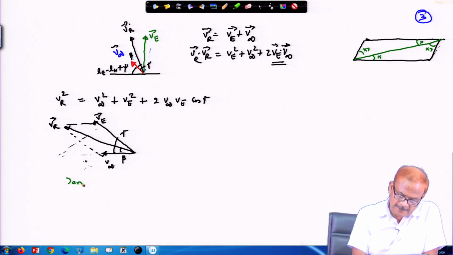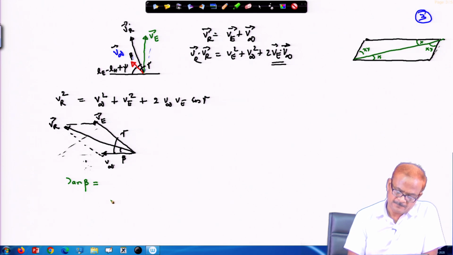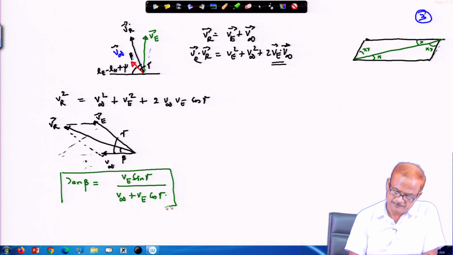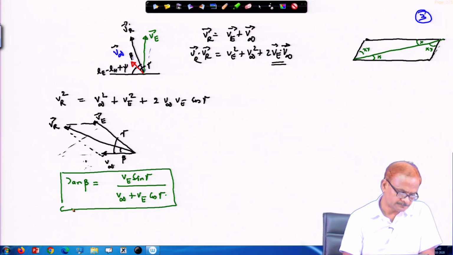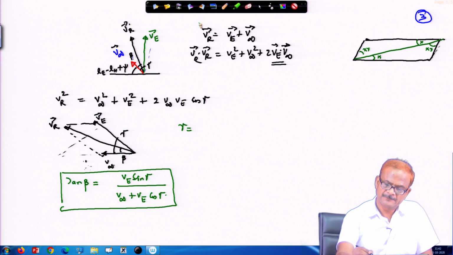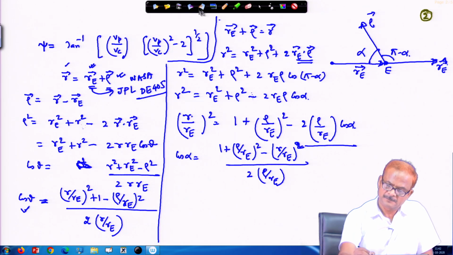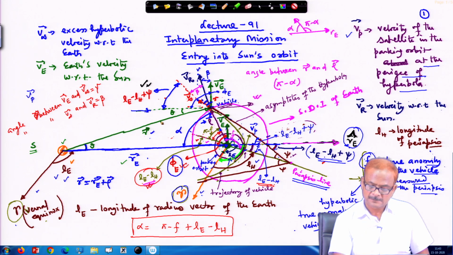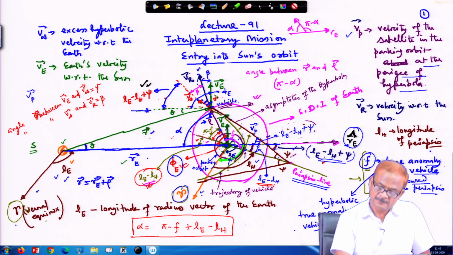Okay. So, from this place we will have tan beta equal to V e sin gamma divided by V infinity plus V e cos gamma. Where gamma is the angle already we have defined. Gamma is the angle as shown here in this figure.